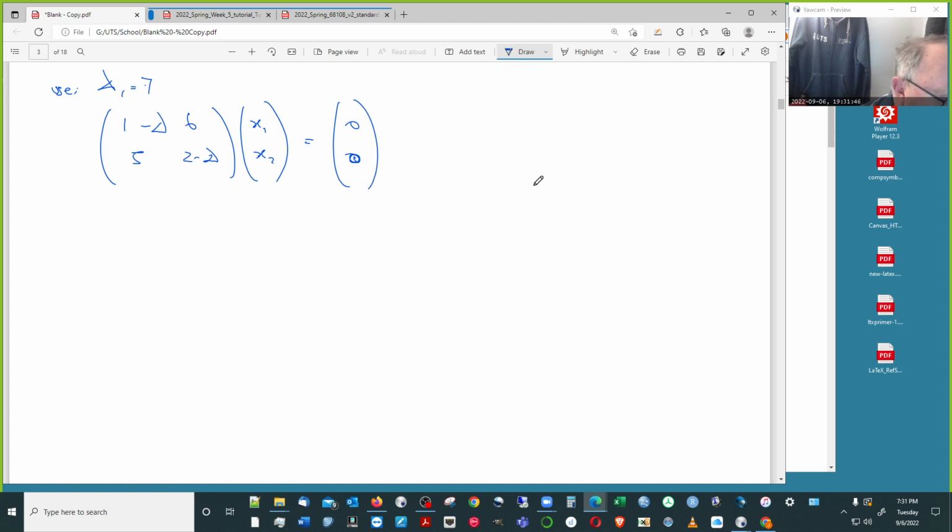So what we've got to do is put it in. We've got 1 minus, now it's a plus 7, so we can just go minus 7, 6, 5, 2 minus 7. And I'm actually going to be a bit cheeky, and I'm going to augment these.